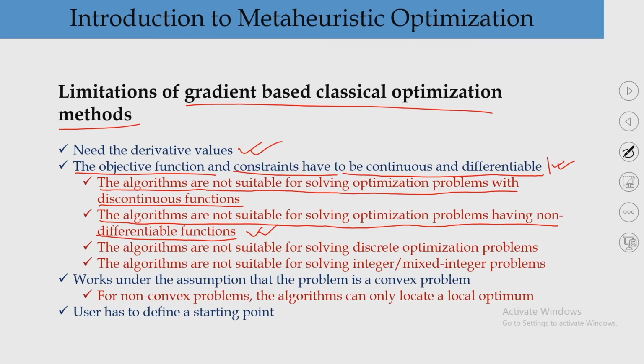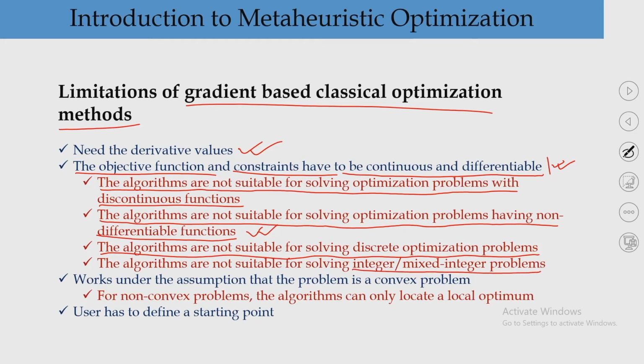Then the third limitation is that the algorithms are not suitable for solving discrete optimization problems. If your problem is discrete in nature, then these algorithms are not suitable, because that function is not a continuous function. Similarly, if you have an integer problem or a mixed integer problem.